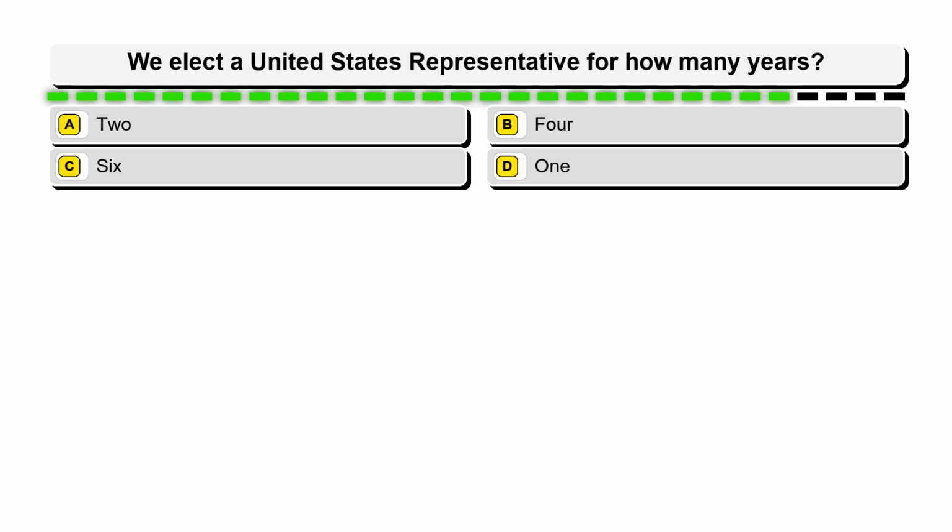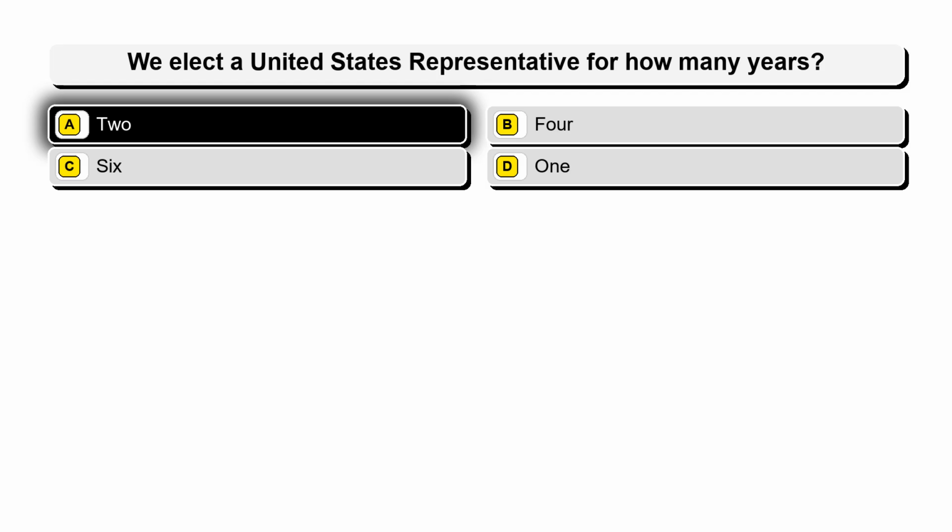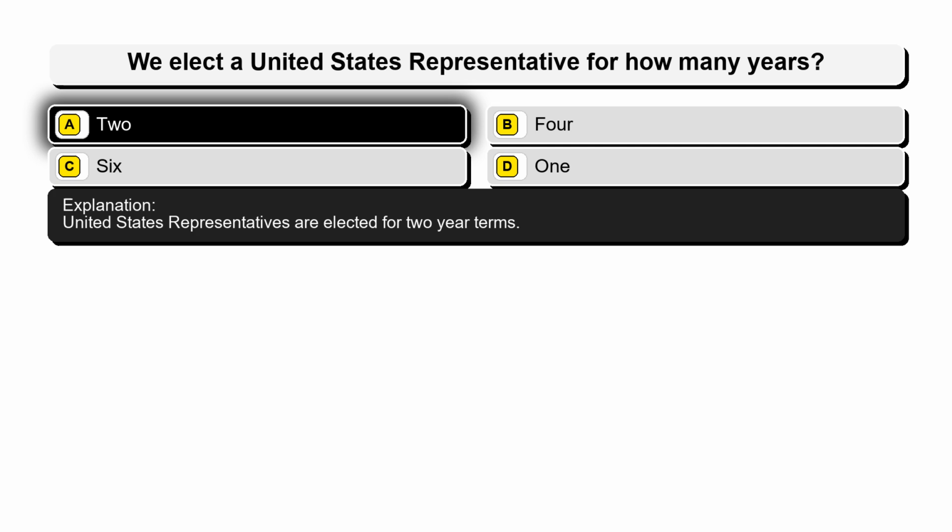Question 48. We elect a United States representative for how many years? Option A, 2. Option B, 4. Option C, 6. Option D, 1. The correct answer is option A, 2. United States representatives are elected for 2-year terms.